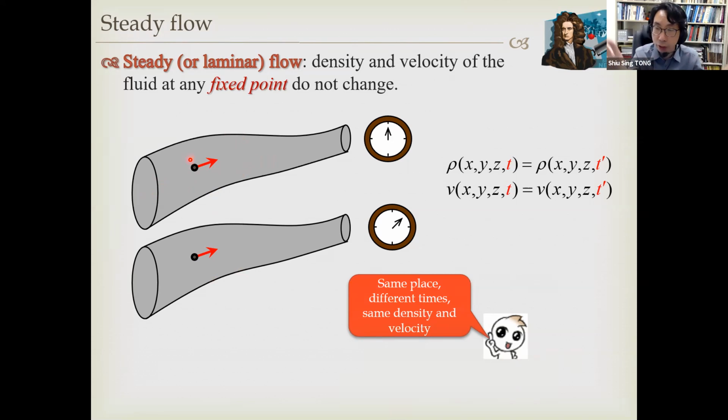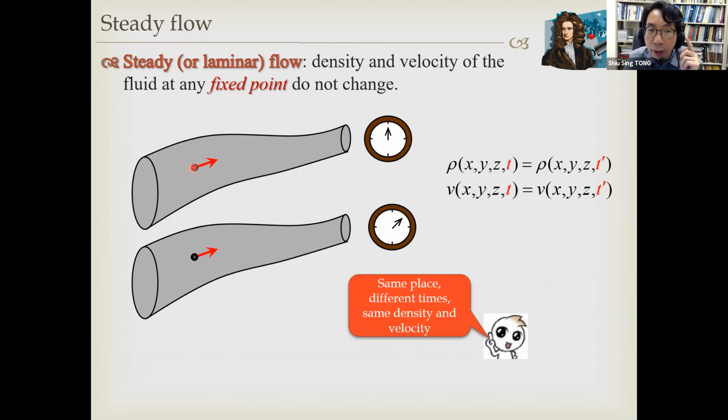The pipe has a shape that may be very complicated, but you just allow the flow to be very complicated. The density and the velocity may change with position. But if I have a steady flow or a laminar flow, that means if I look at the density and the velocity at a particular position, I always get the same value.